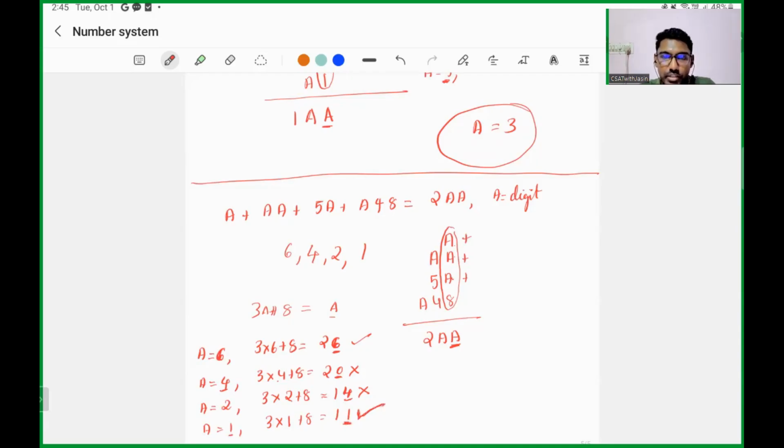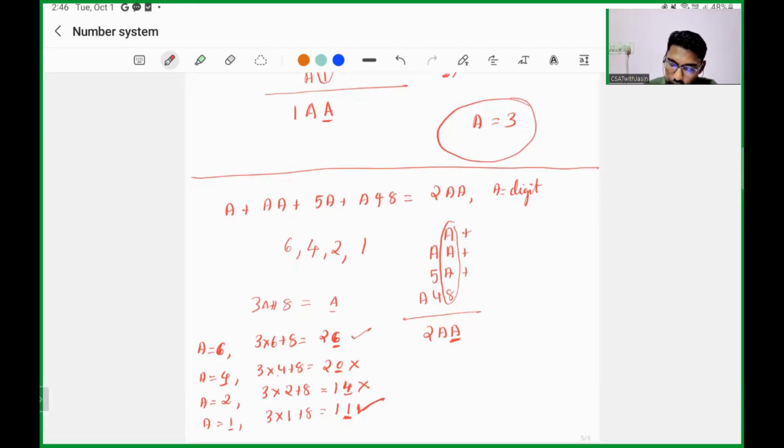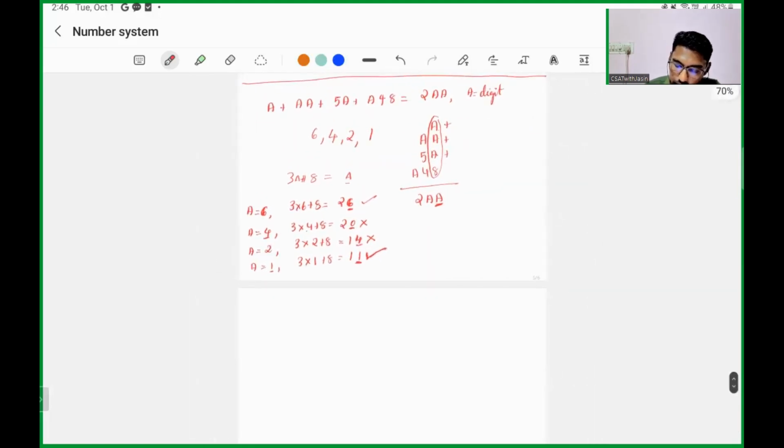So here what happens? Two of the options satisfied. A equal to 6 also satisfied, A equal to 1 also satisfied. So this can happen. Sometimes this can happen. In the previous question, this was not the case, but here two of the options are actually satisfying. So A equal to 6 or A equal to 1 can be correct. Now you need to verify which is correct. Now if A is equal to 6, it becomes 6 plus 66 plus 56 plus 648 is equal to 266.